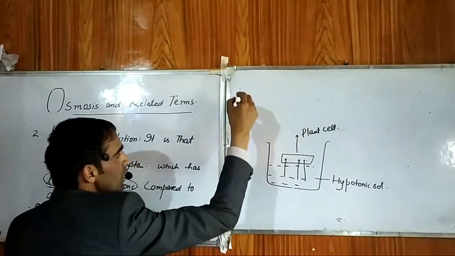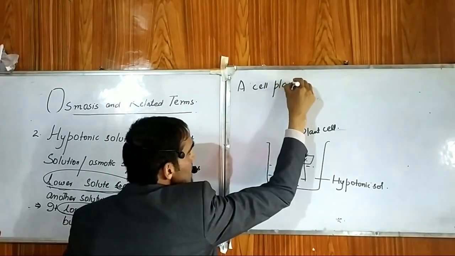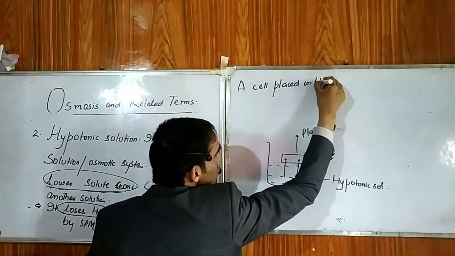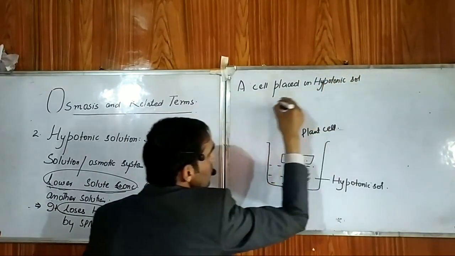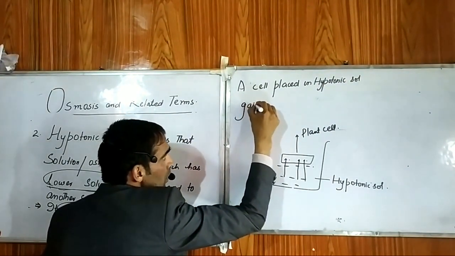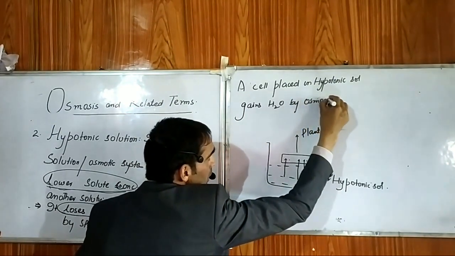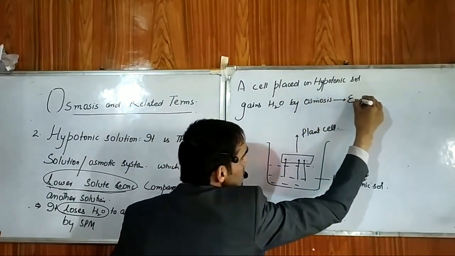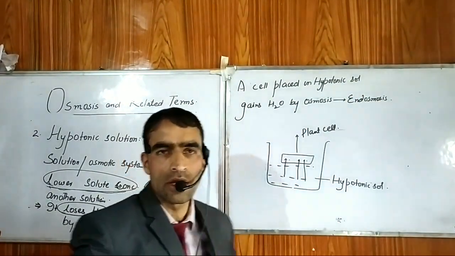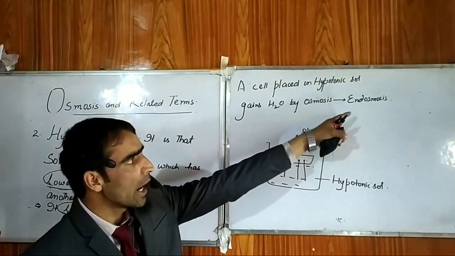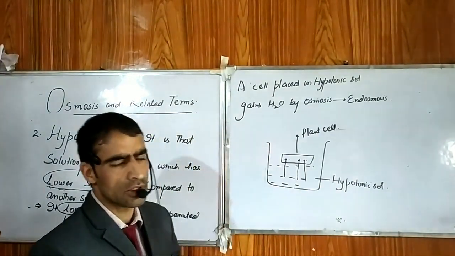So that means we will say a cell placed in hypotonic solution gains water by osmosis. This osmosis is called endosmosis. So, जब भी हम हाइपोटोनिक सॉल्यूशन में एक सेल रखते हैं दैट शोज एंट्री ऑफ वाटर इनटू द सेल. दिस इज कॉल्ड एज एंड ऑस्मोसिस. बेटा और एक पॉइंट आपको मैं यहां पे बताऊंगा.